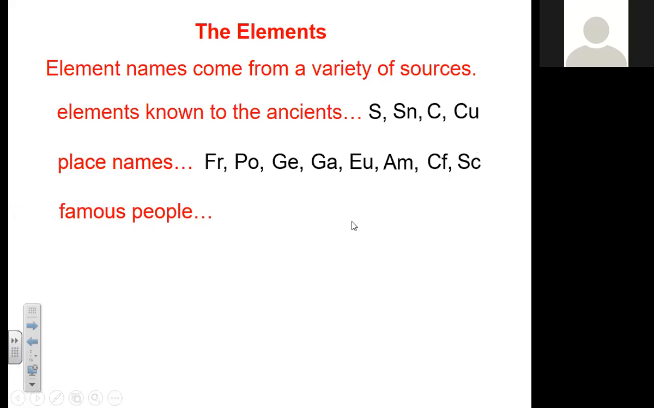All right. Sometimes they're named after famous people, especially a lot of the ones that were recently discovered have been named after famous people. Einsteinium for Einstein. This is named for Enrico Fermi. Fermium, more of a physicist. This was named after the guy who first set up the periodic table. His name was Dmitri Mendeleev. It's mendelevium.